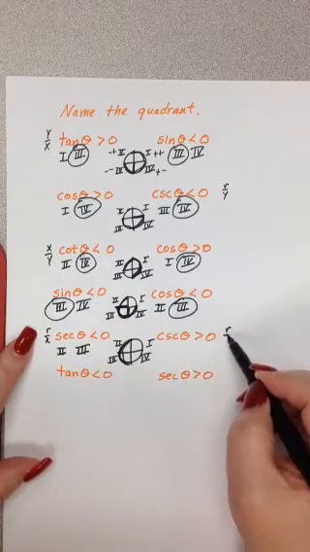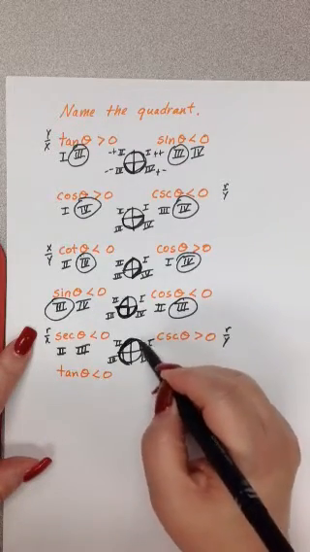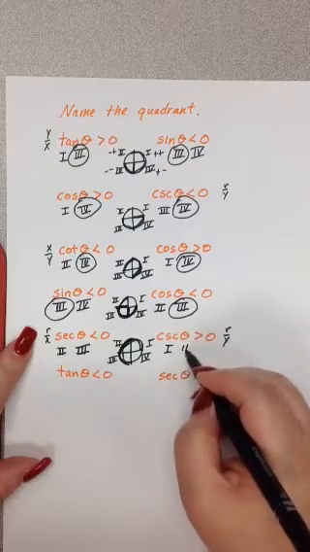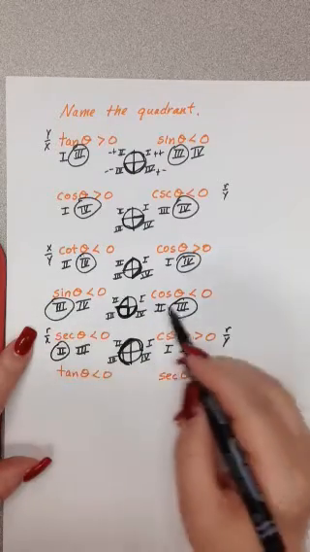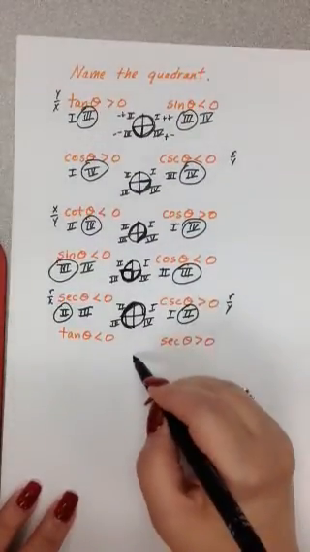Cosecant is r over y, and it's greater than 0 everywhere y's are positive, and that's the upper hemisphere. So that's quadrants 1 and 2. So the overlap appears to be quadrant 2. Last one.